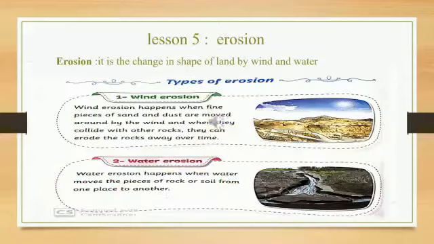Now we will revise on lesson 5, erosion. First, erosion, it is the change in shape of land by wind and water.